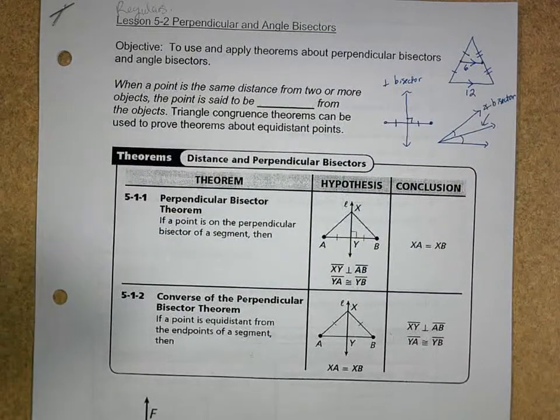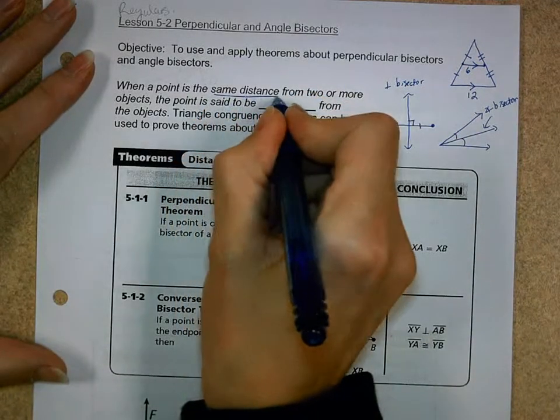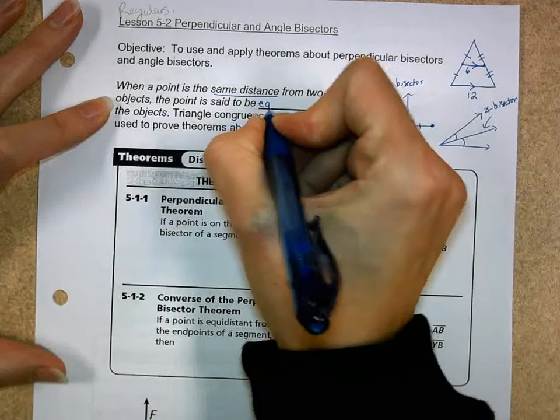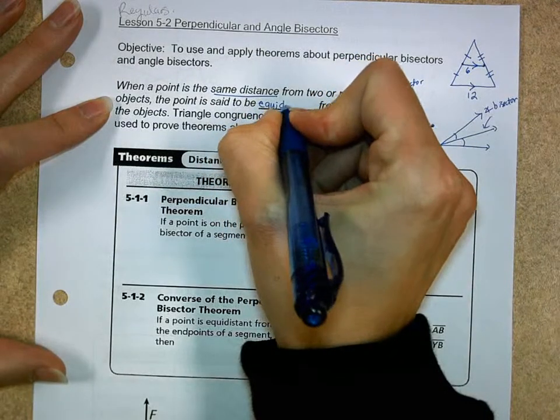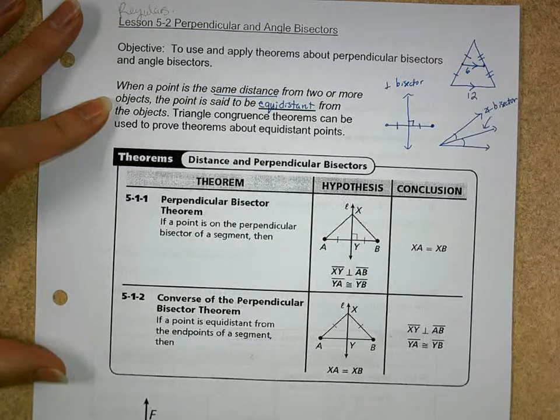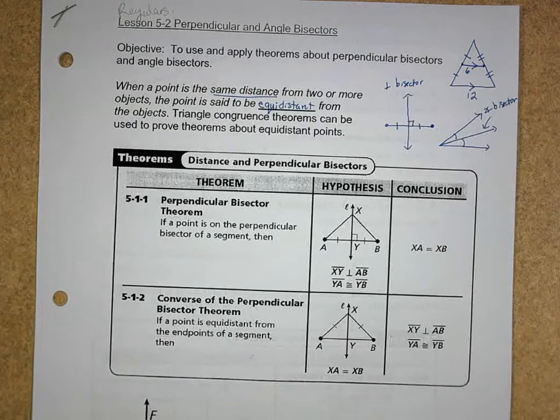Well, we have another term today, and it's really simple for you to do. It says when a point is the same distance from two or more objects, that point is said to be equidistant. Kind of like our equilateral, all the sides are the same length. Equiangular, all the angles are the same. That's kind of the idea that we're using behind this. So today we're going to apply two theorems for our perpendicular bisectors, and then we're going to do two theorems for angle bisectors. So here's our first one, the perpendicular bisector theorem.